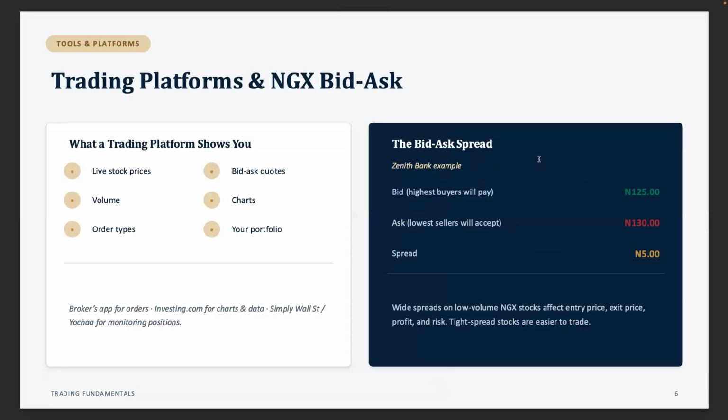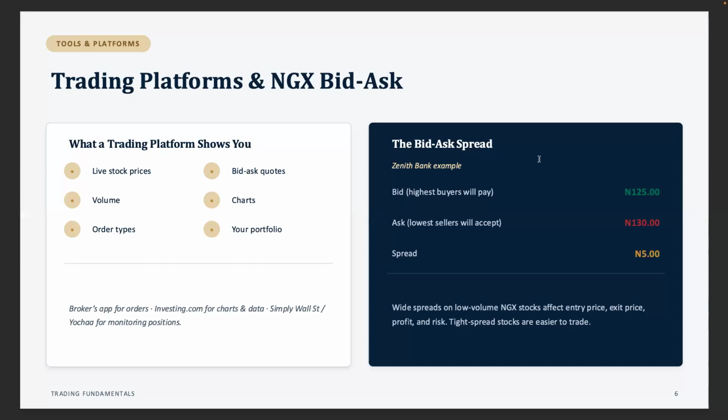Now let's look at the trading platform. We all have our brokers. We have different brokers that will use their platform to trade. And on those platforms, you will see volume, you will see the order types, you will see live stocks, you will see the bid and ask quotes, you will see charts, you will see portfolios. So those are some of the things that you have to have on any tool or platform that you are using. You must be able to see the volume, you must be able to see your chart, and you must be able to manage your portfolio.